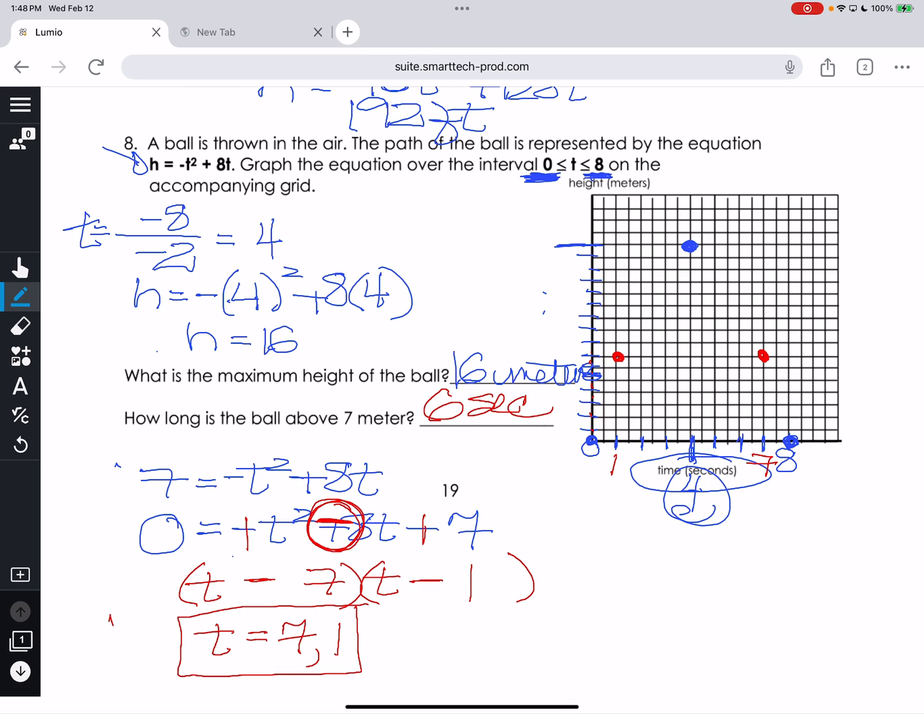Okay, it's also subtracting. You found the time it was up there. 1 second and 7 seconds. 7 minus 1, 6 will give you the time that it was above the 7 meters. Okay? Does that make sense? All right. It's still not too crazy hard.